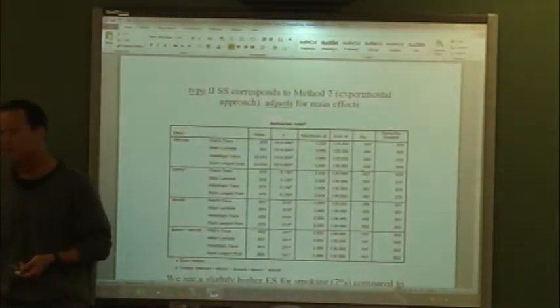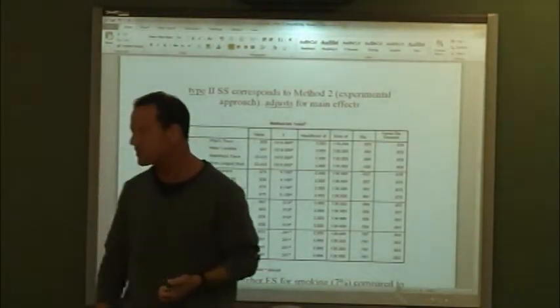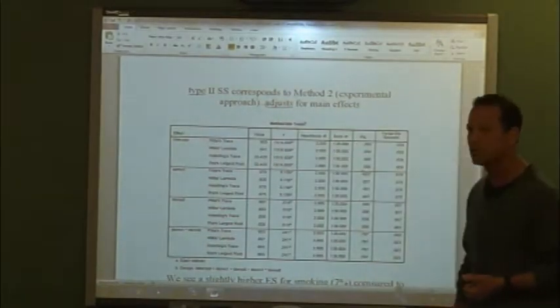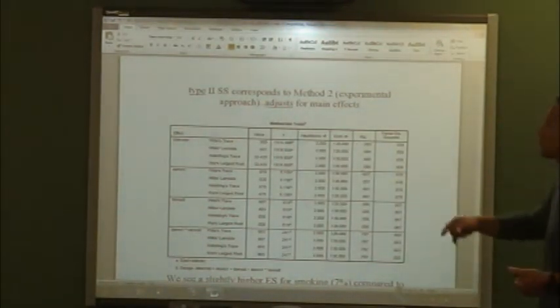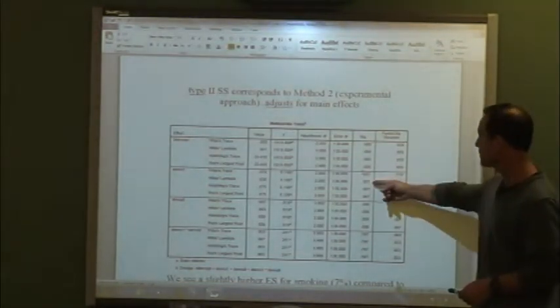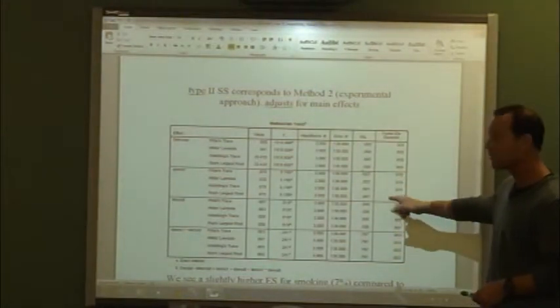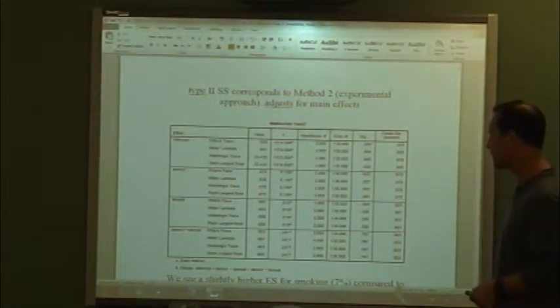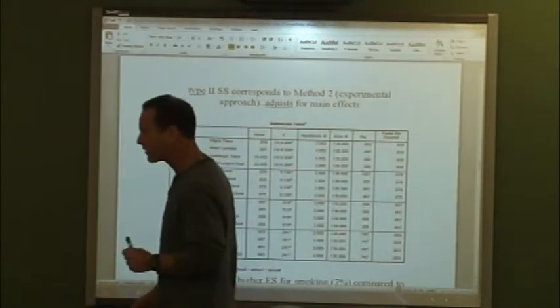Type 2 sum of squares corresponds to method 2, as indicated in your book, called the experimental approach. It adjusts for the main effects. This one, it seems your author is not so hot on. But here again, significance there, but slightly different p-values, slightly different effect sizes, slightly higher effect size for smoking.